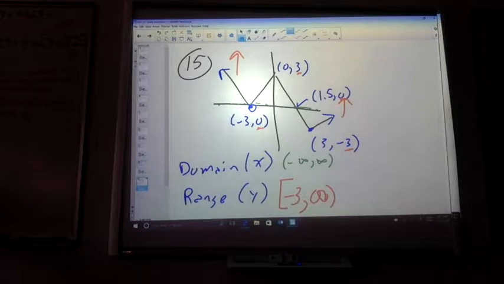So our domain, because the arrows are going off into Never Never Land, and the graph happens to be just continuing from left and right, that will go negative to positive infinity. The range, though, because both of the arrows are still pointing upwards at the end, we have to just figure out the lowest value and know that it's going to infinity. Okay, so that's the domain and range.